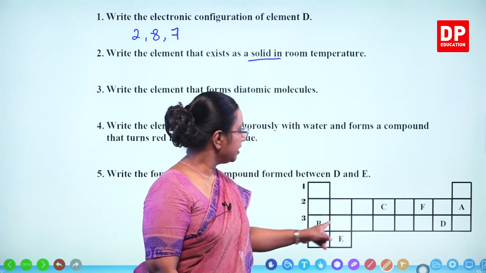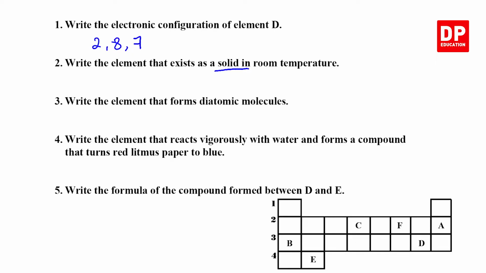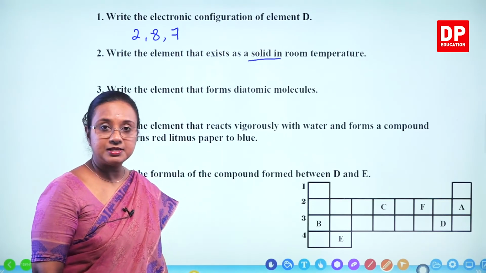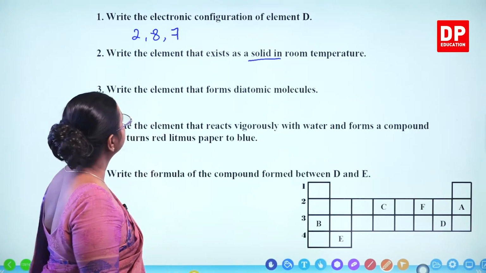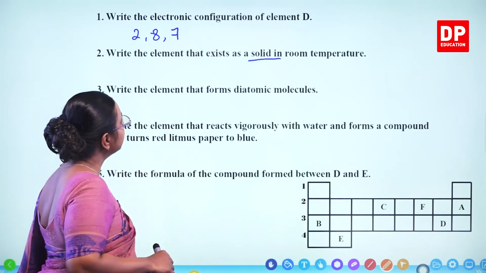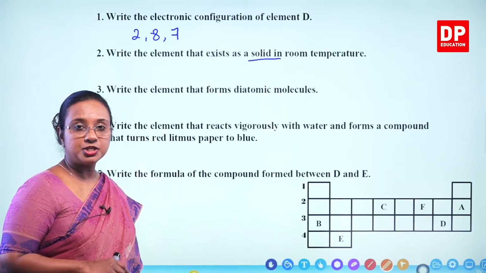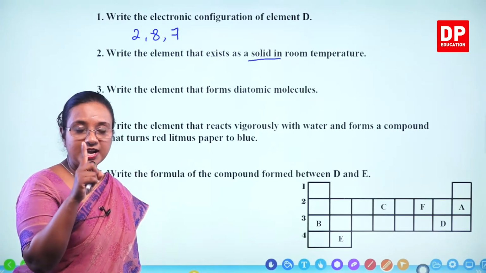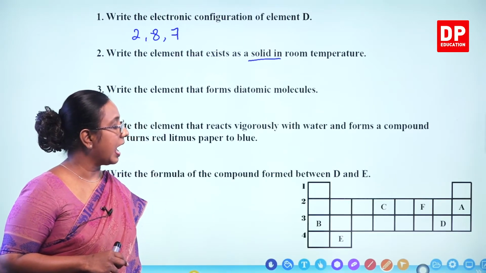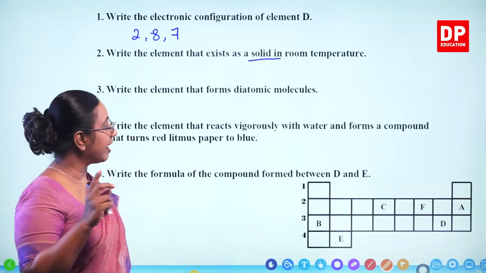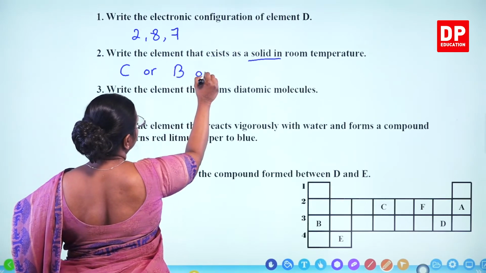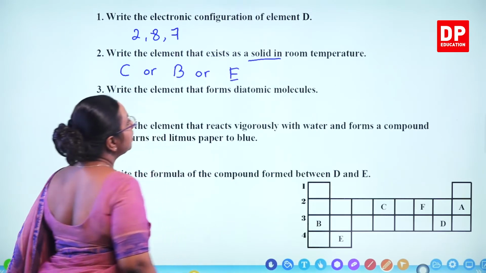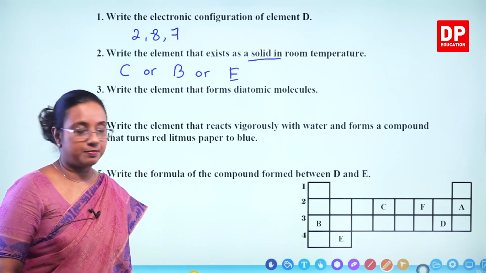But these three, C, B and E, are all elements that exist as solid at room temperature, because B and E are metals, sodium and calcium. C is carbon. You can write any one of those elements. Here they have asked the element that exists as solid in room temperature. Normally, you will have to write only one element. Here, for your practice, I am writing all three. You can write any one. You can write C, or you can write B, or you can write E. All these three are solids at room temperature.